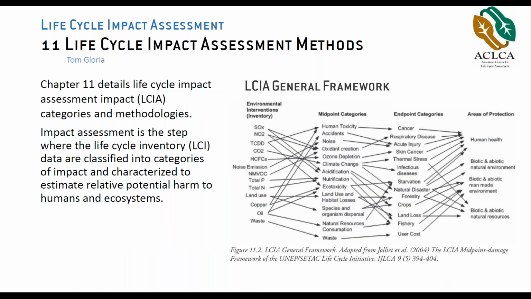Then in chapter 11, it covers the critical topic of life cycle impact assessment. In this phase, life cycle inventory data are grouped into categories and mathematically converted into the environmental and human health impact in the process that is called characterization. Here's a diagram that shows some of the typical emissions, impact categories, midpoint and endpoint categories, and the areas of protection. It gives an idea of the complexity and the scientific density of these methods.